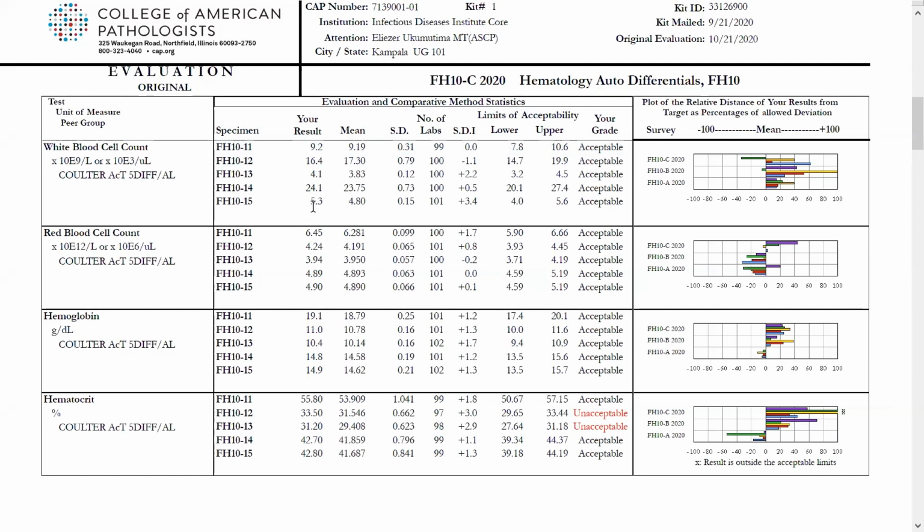You can see that for sample FH1015, our result was 5.3 and the mean was 4.8. So we're quite high, but we were still within the range here. It's because we were not higher than 5.6. So that's how this is interpreted.